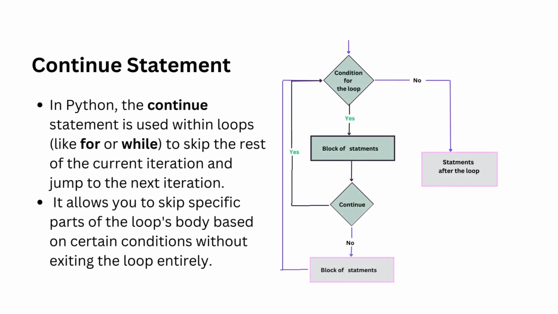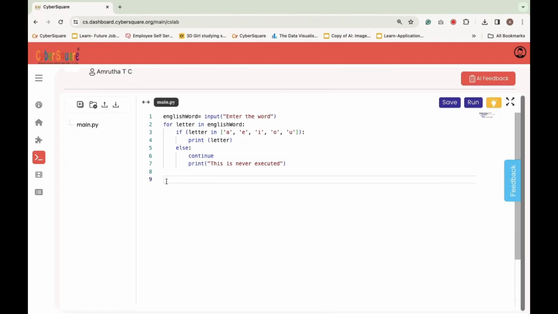Suppose you want to write a program to print the vowels in user input, you can use the continue statement. Firstly, it asks the user to type in a word. Once the word is entered, the program goes through each letter in that word, one by one. For each letter, it checks if it's a vowel, that's the letters A, E, I, O, or U. If a letter is a vowel, it gets printed out.